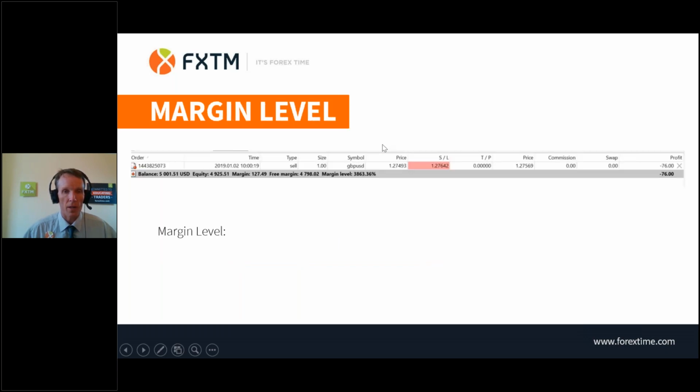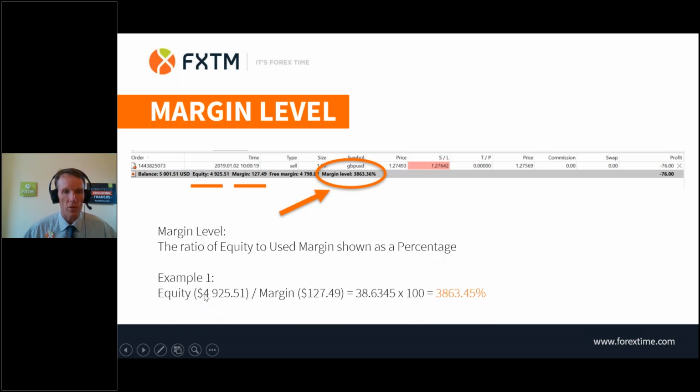Okay, margin level is the last one we're going to look at, and that is, for me, like an indicator to see how much you understand of risk management or not. Right. The reason why I tell that is the following. That's the ratio of how much equity you've got to the amount of margin you used, and it shows it as a percentage. So you've got equity there of 492.551, and it's actually more digits there.